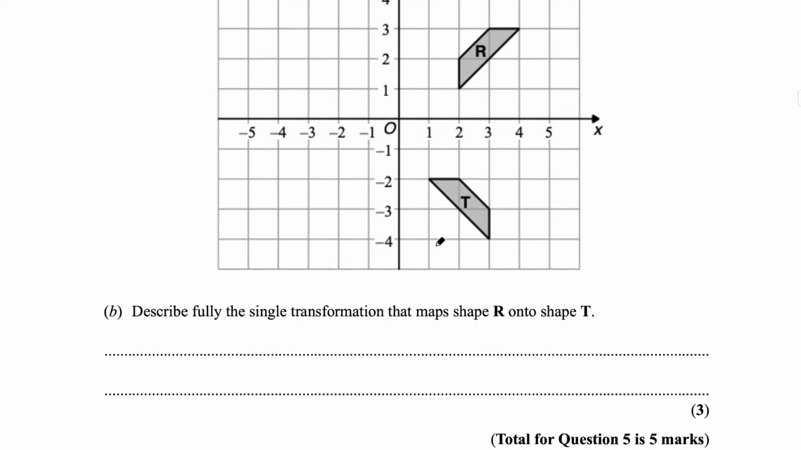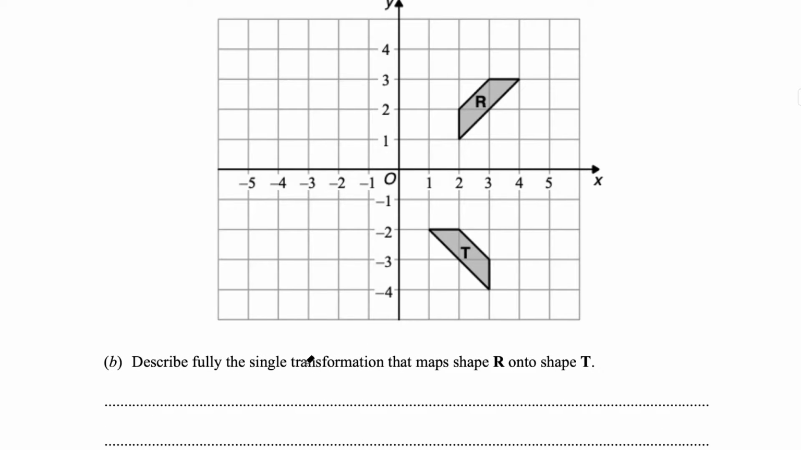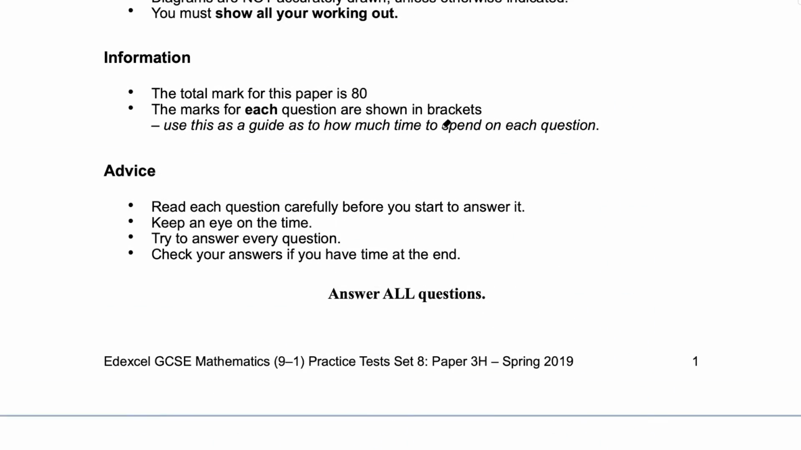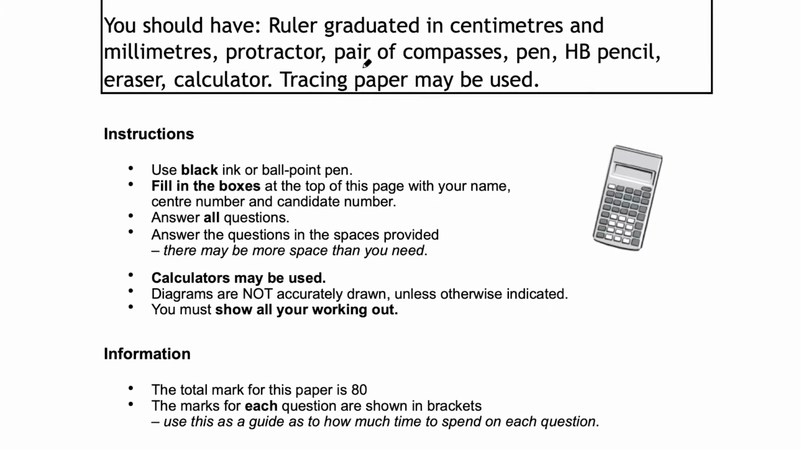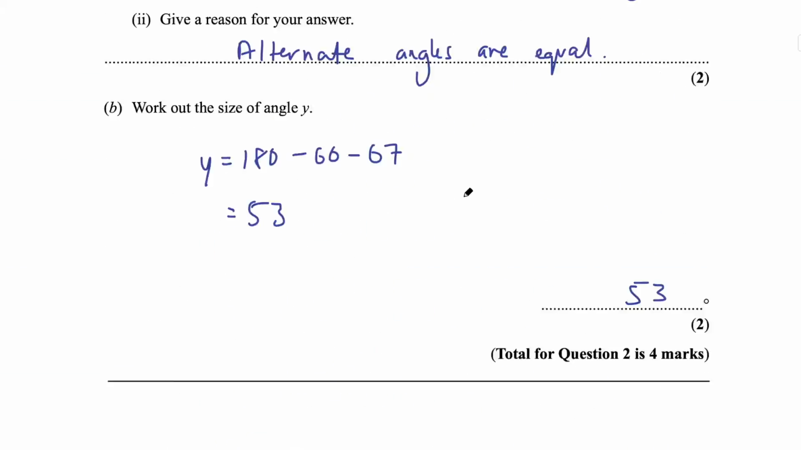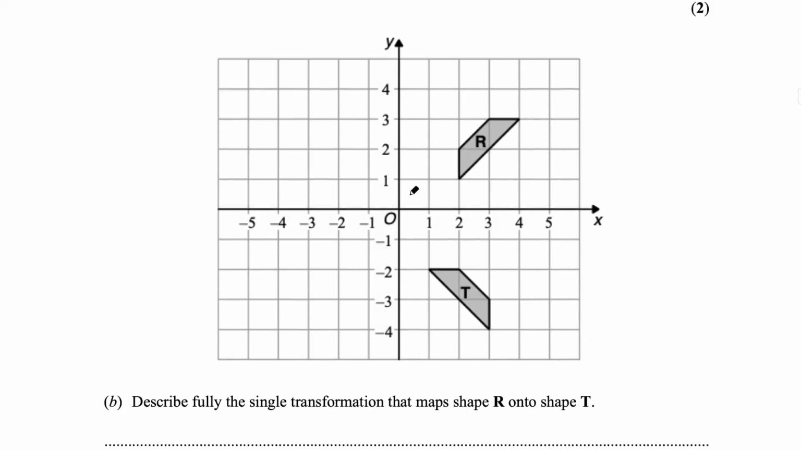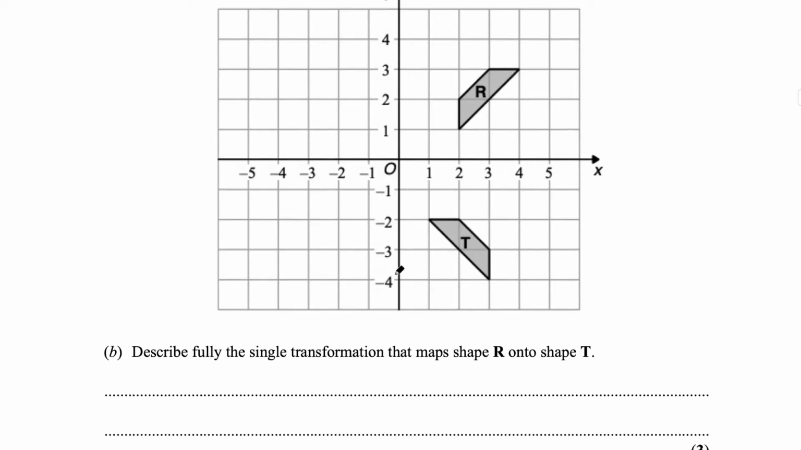On to part B, it gives us a grid and it says describe fully the single transformation that maps shape R onto shape T. Now for these you might like to use a tracing paper if you're used to that, and also I'll just point out at the start of the paper it does say, up the top here, tracing paper may be used. So that should be available to you in an exam situation. They should make that available to you.